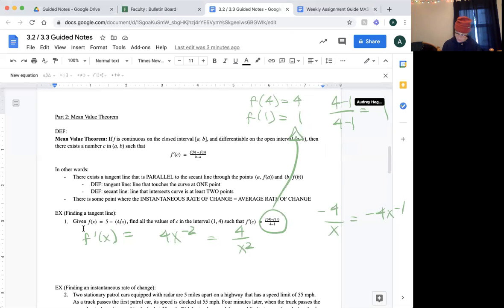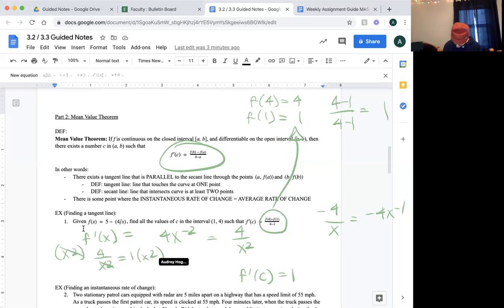And so now f prime of c equals 1 is what the mean value theorem tells us. So f prime of c is equal to 1. All right, so that means that 4 over x squared equals 1. I'm going to multiply my x squared out of the denominator. Then I get 4 equals x squared. So that means I know that x is equal to plus or minus 2. Okay, so I have found two values of c on an interval such that my average rate of change is equal to my instantaneous rate of change.